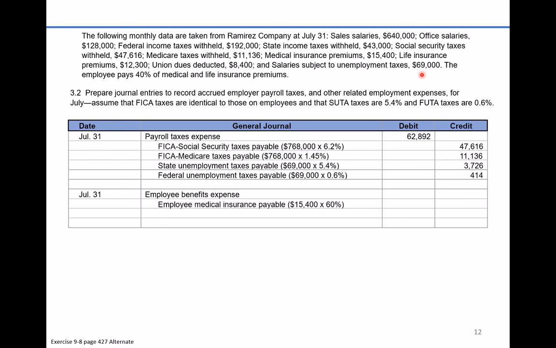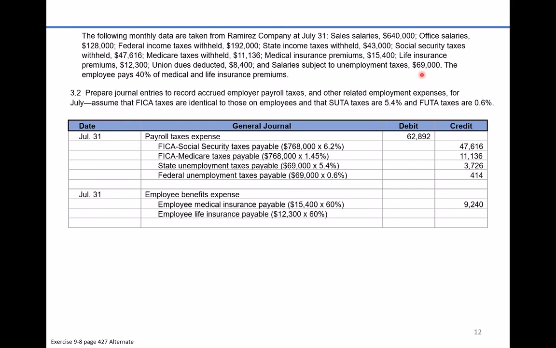The chart we did earlier showed that employees are paying 40% of the medical insurance and 40% of the life insurance payment. Well, who makes the other 60%? The employer does. So we take the $15,400 times 60%, and that balance is going to the medical company, whom provides the health care insurance. They'll get an additional $9,240 paid directly by the employer.